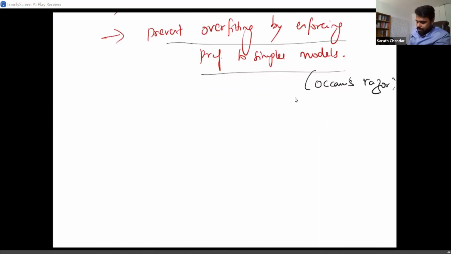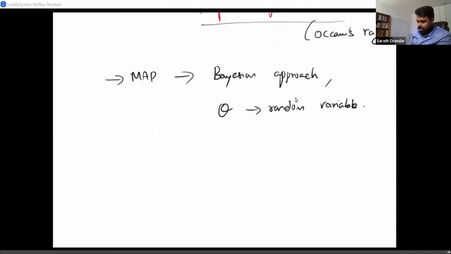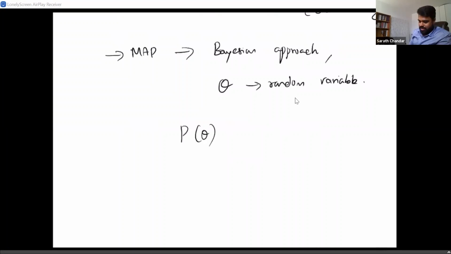Now MAP essentially follows the Bayesian approach, where we consider theta as a random variable and we set a prior on this theta. So P of theta is the prior, right? Now this prior could have some parameters itself. So P of theta given alpha. This alpha, the parameter of the prior, is known as the hyperparameter.